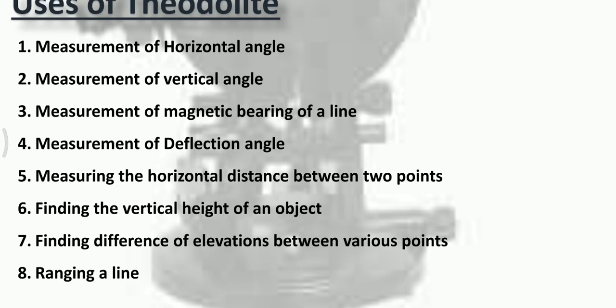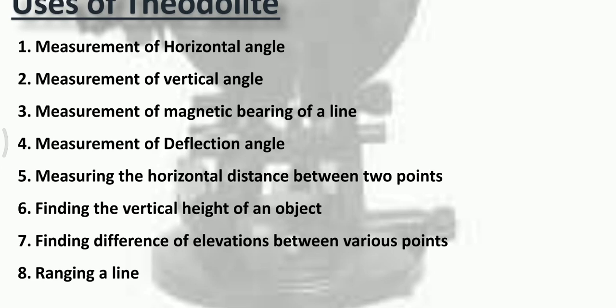With the help of the vertical angle and staff reading at that point, we can easily find out the horizontal distance between the instrument station and the staff station. This use becomes useful in undulating ground. With a tape, we cannot measure the distance in undulating ground, so with the help of the theodolite, we can easily calculate the horizontal distance between the two points.